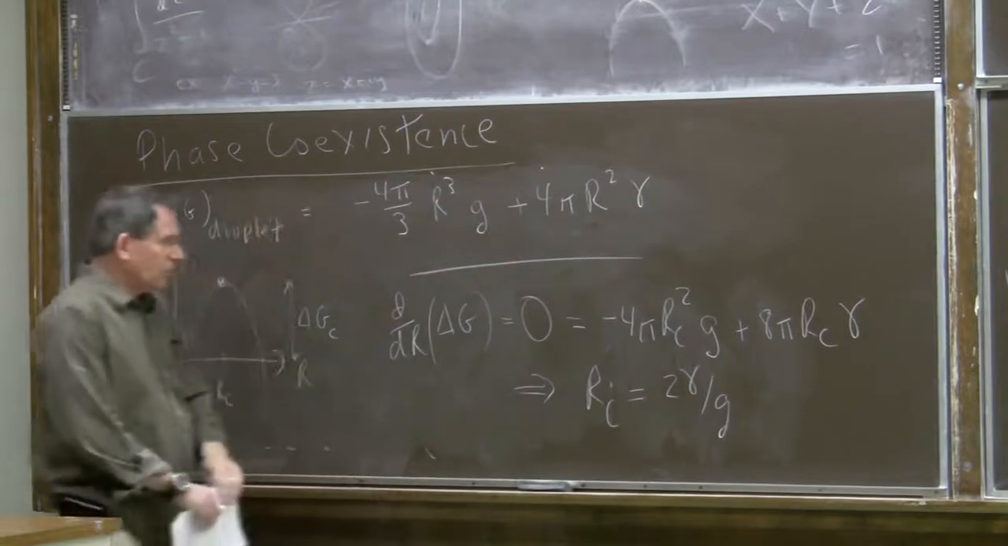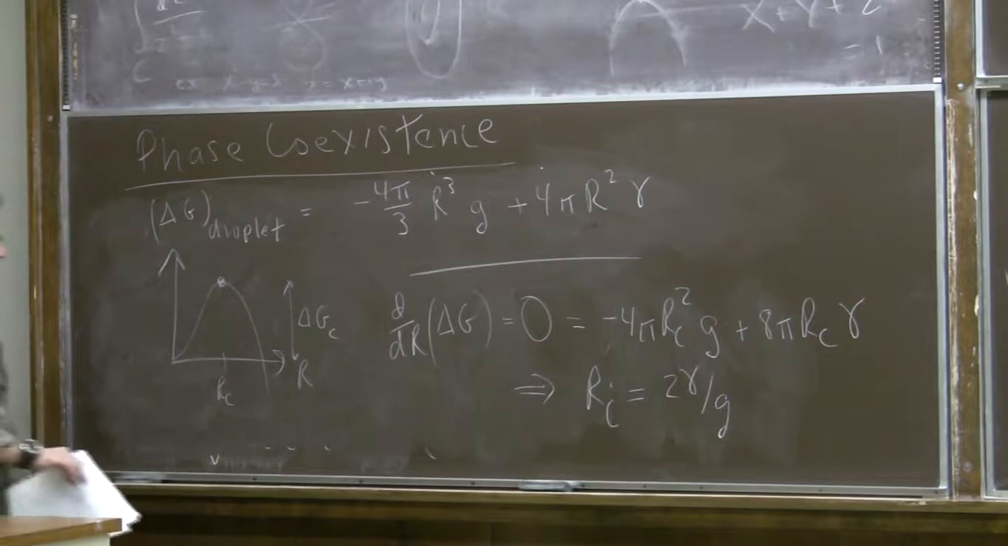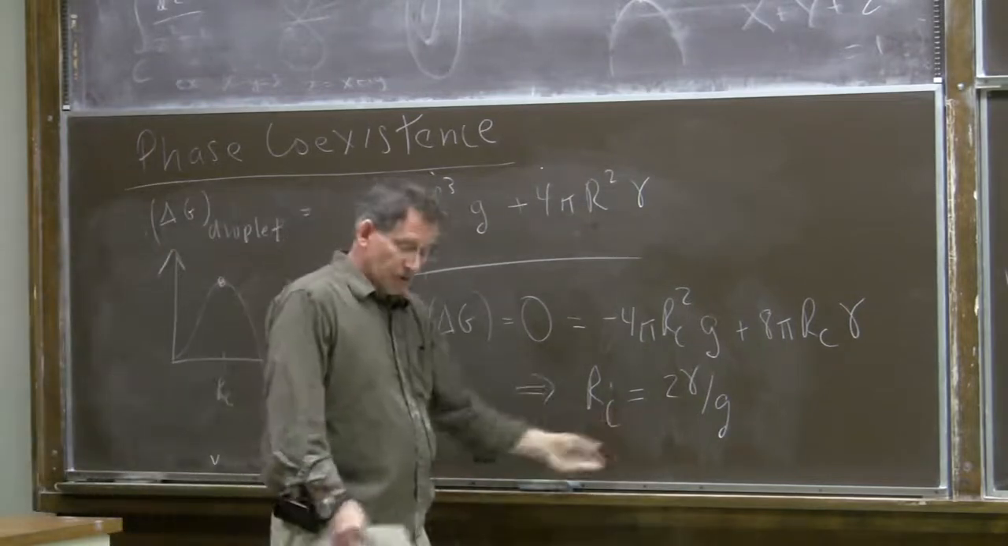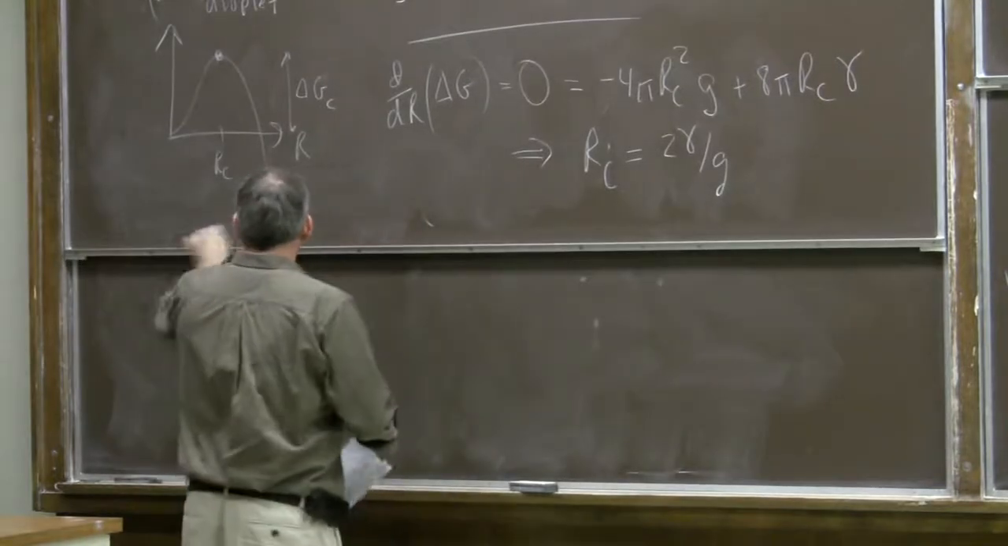So if little g is small, then we've just gone a little bit past the point where the droplet wants to form. Then it's going to be a large droplet, and correspondingly it'll have a large Gibbs free energy.